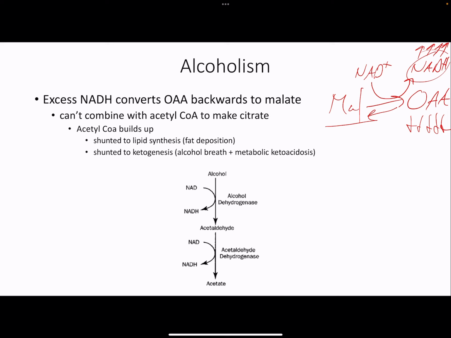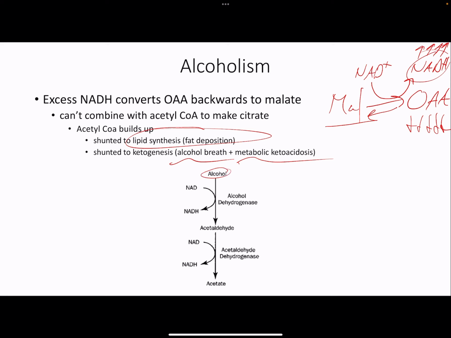Remember that OAA's job is to combine with acetyl-CoA to make citrate. And so I can't put in acetyl-CoA. This is the whole point of acetyl-CoA, to put it in the Krebs cycle. So if you can't do that, the acetyl-CoA is going to build up. And in your liver, if you have too much acetyl-CoA, your body's like, I guess we'll just turn it into fat. So you're going to do fatty acid synthesis and ship it off to the adipocytes. So you're going to get fat deposition. Additionally, what can you do with acetyl-CoA? You can make ketones in the liver. So this is where you have an alcoholic breath, and again, a metabolic ketoacidosis might ensue.